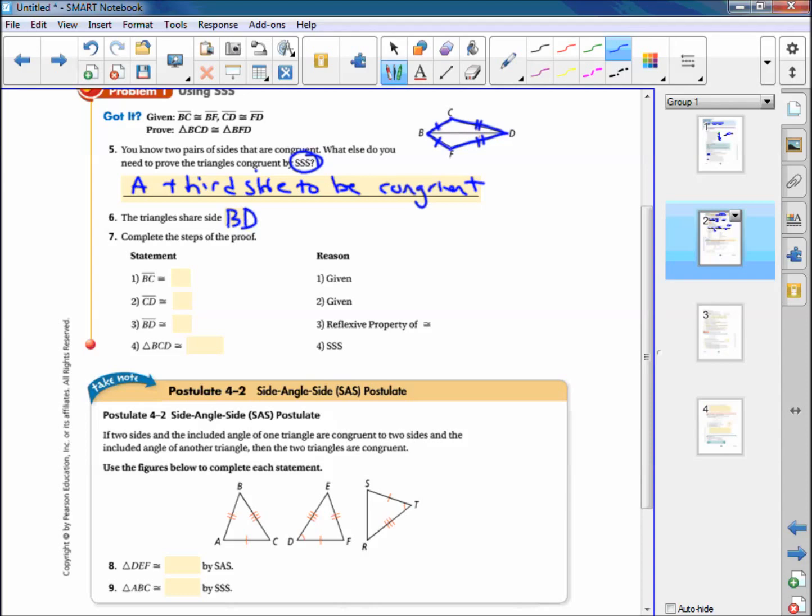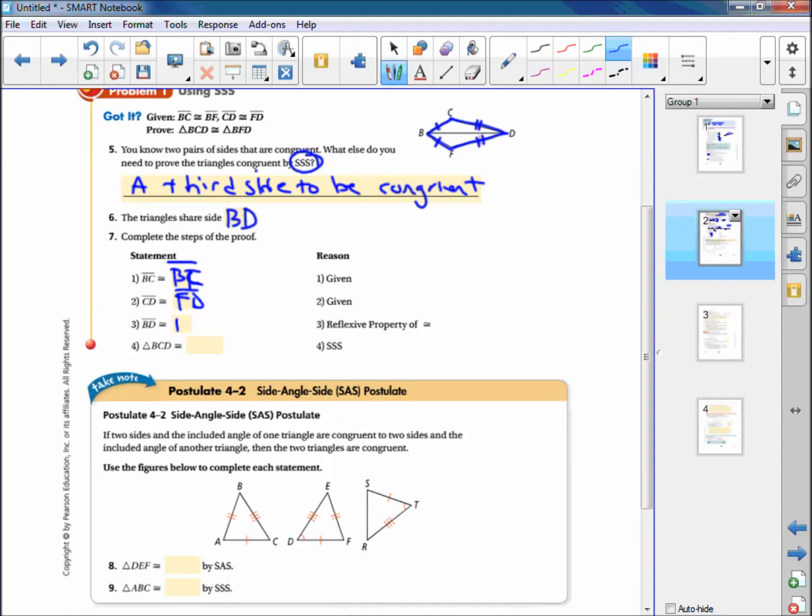Our first statement would be part of the given. BC is the same as BF. Okay, that was part of our given. And CD is the same as FD. That was part of our given. And that's two of the three sides of the triangles.